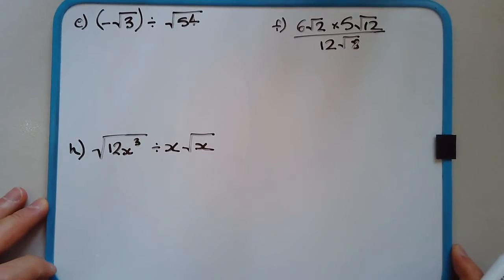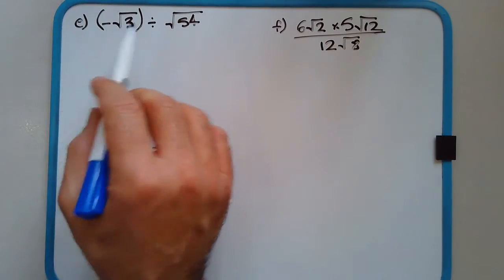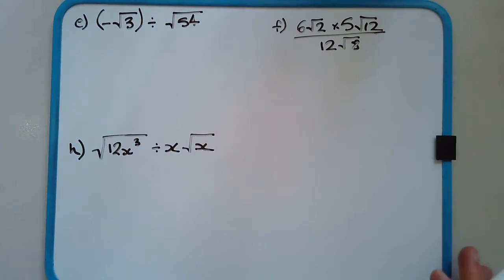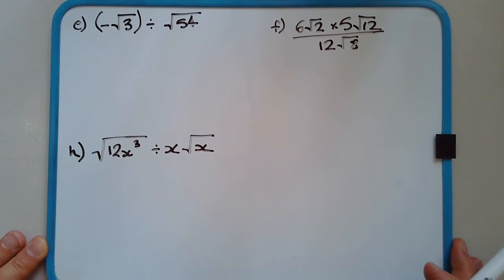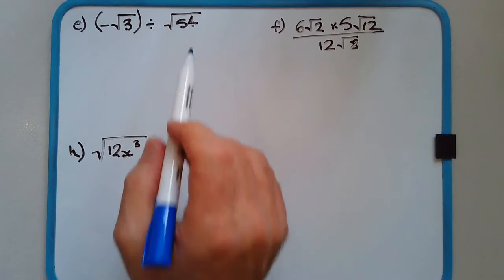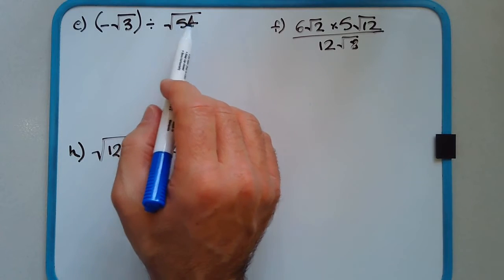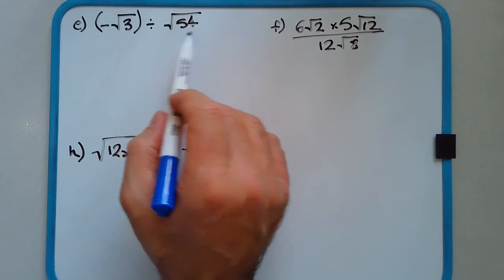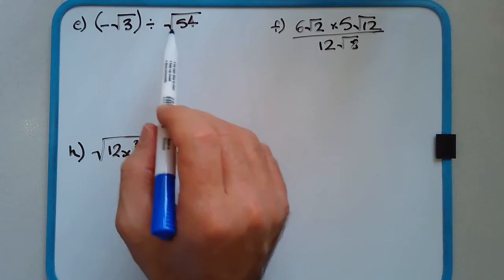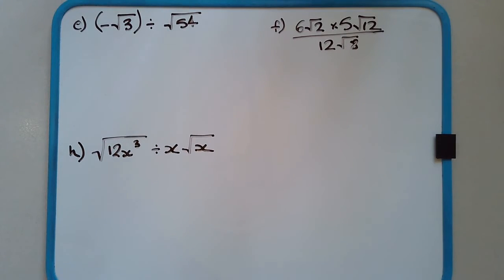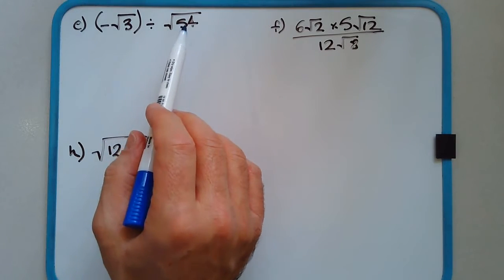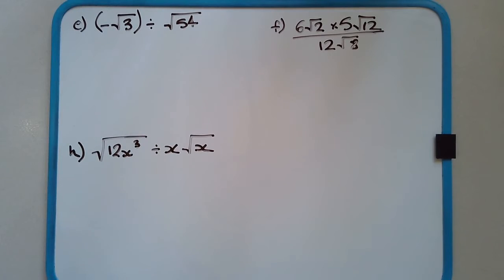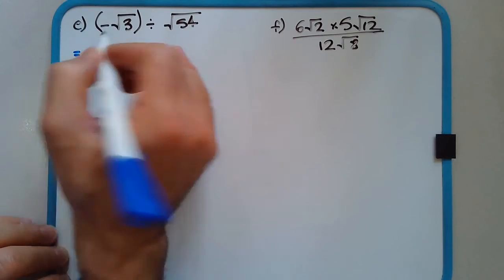Right, what about something like part E? All right, negative root 3 divided by square root of 54. Okay. If you want to, you could, in fact, simplify the root 54. Okay, that's 9 times 6. So you can, in fact, take out a square factor from 54. So you could, in fact, take out the 9 and then take the square root of that, which is just 3 root 6. Okay. In fact, why don't we do that? Just so I can show you something a little bit different here.